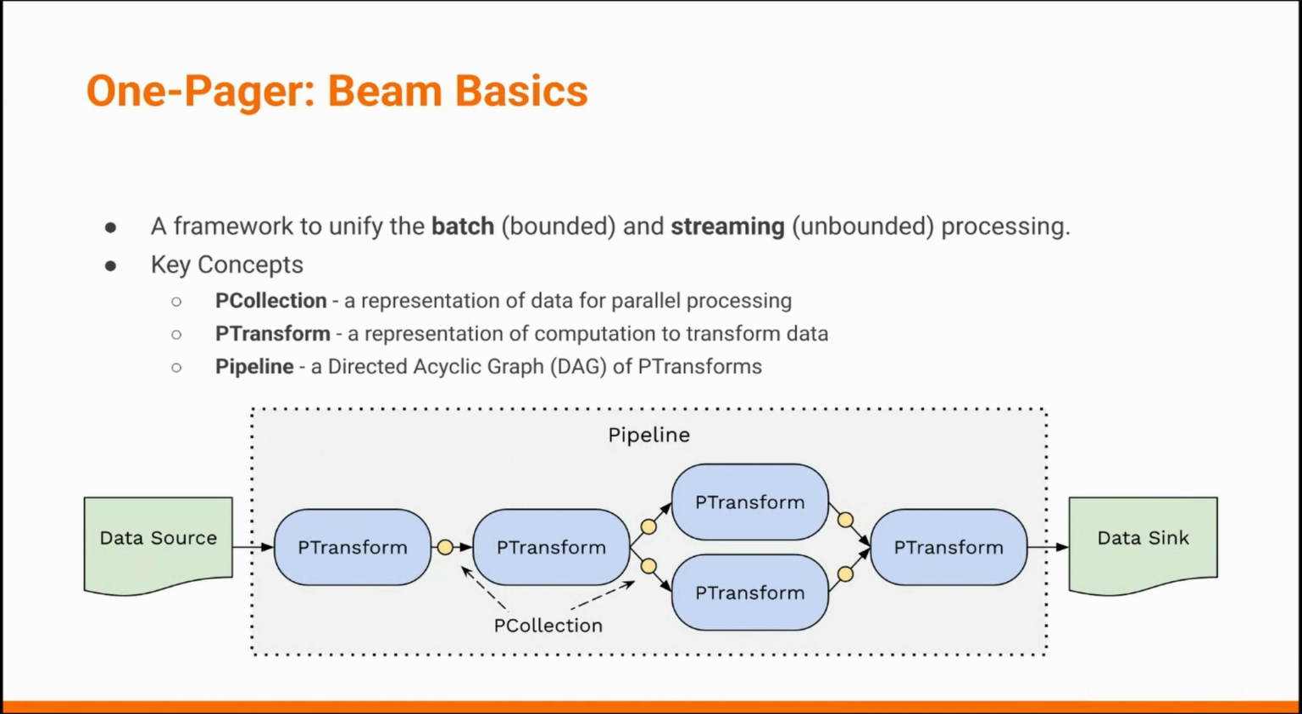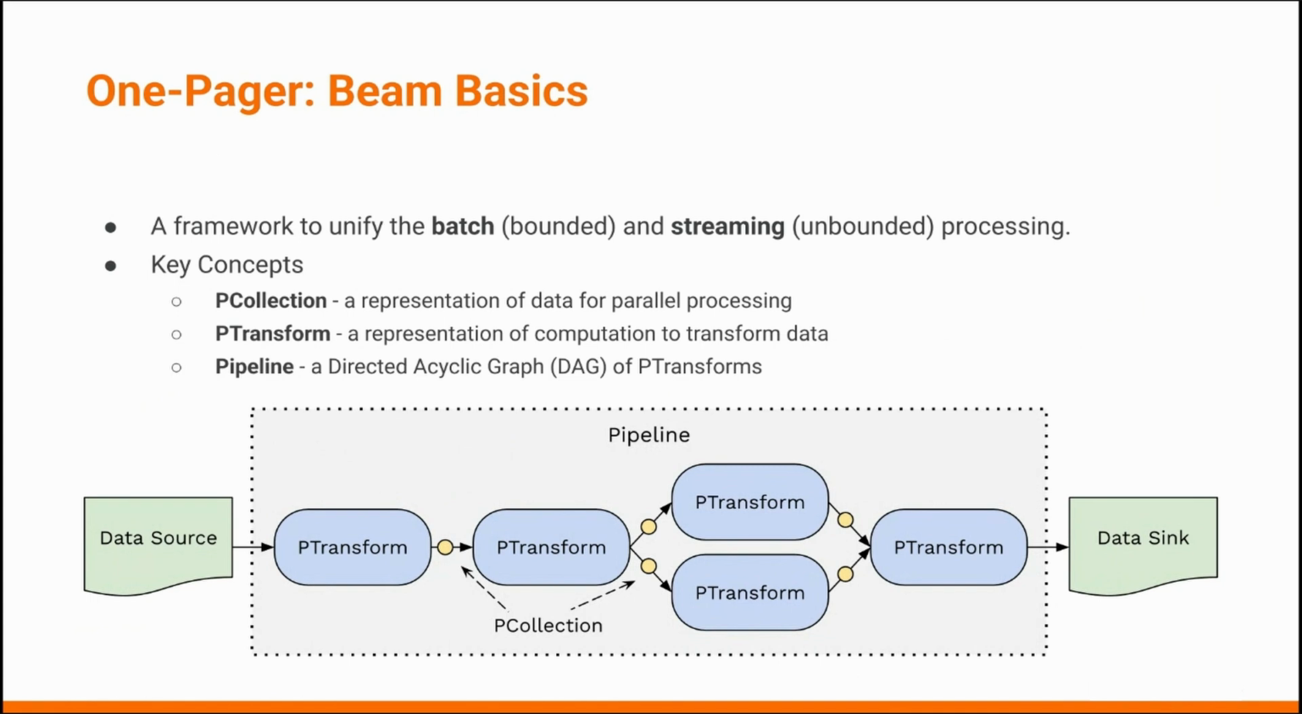Having explored the various types of anomalies in the previous slides, let's now discuss how Apache Beam can help process this data. This one-pager covers most of the fundamentals of Beam. Apache Beam is a framework designed to unify both batch and streaming data processing.